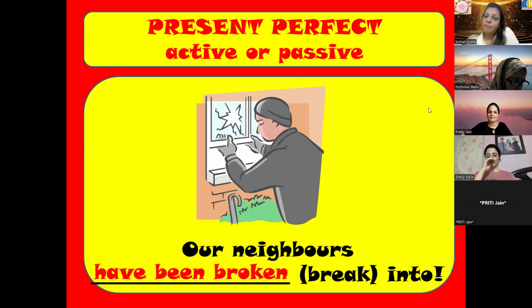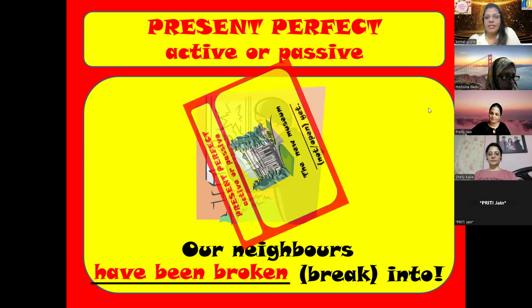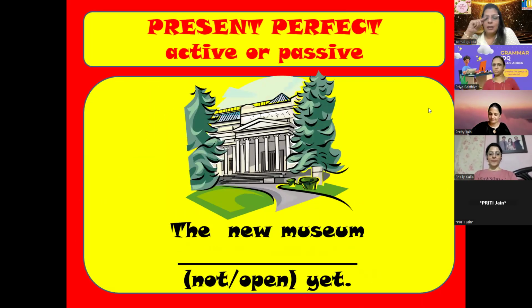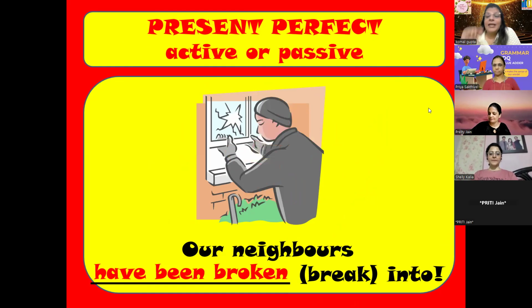Okay. Have been broken into. Is it a passive sentence, ma'am? It's a passive sentence. Yes, Priya, it's a passive sentence. Our neighbors is doer only, na, ma'am, not an object. प्रिया यहाँ पर देखो, our neighbors have been broken into मतलब our neighbors घुस गए हैं.